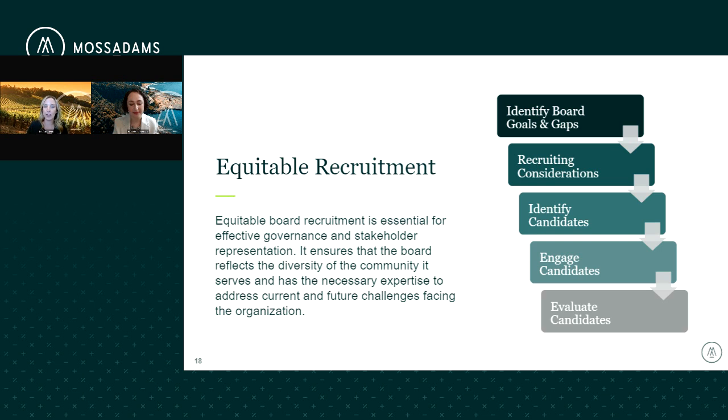We want to make sure that you all have the opportunity to identify board goals and gaps, which we've talked about a little bit. Recruiting considerations. We want to talk through identifying candidates, engaging those candidates, and then also evaluating the candidates. So we want to go through each of those and some options in there to help guide you through that process.